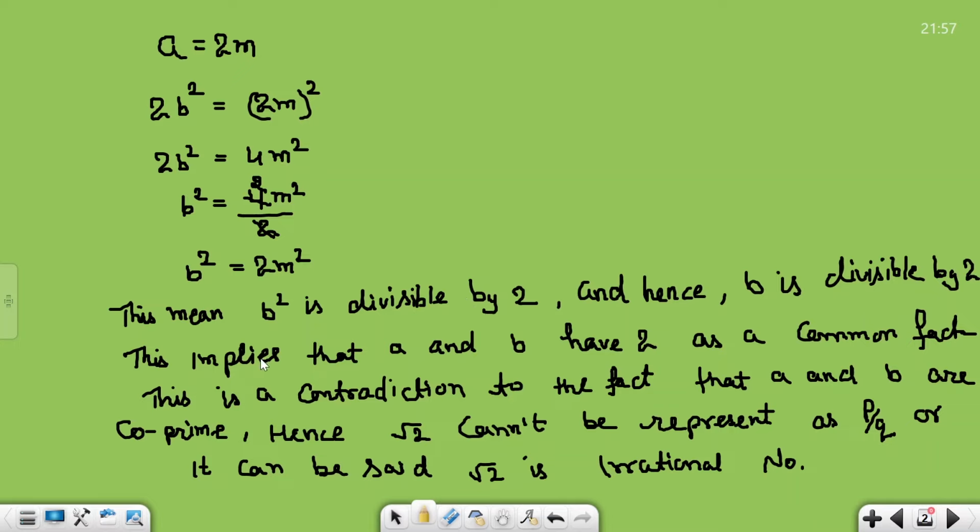This implies that a and b have 2 as a common factor. This is a contradiction to the fact that a and b are co-prime. But here we get a common factor, while in the starting we let a and b be co-prime. Co-prime means no common factor. Hence root 2 cannot be represented in p by q form, and it can be said root 2 is an irrational number. I hope everyone understands.